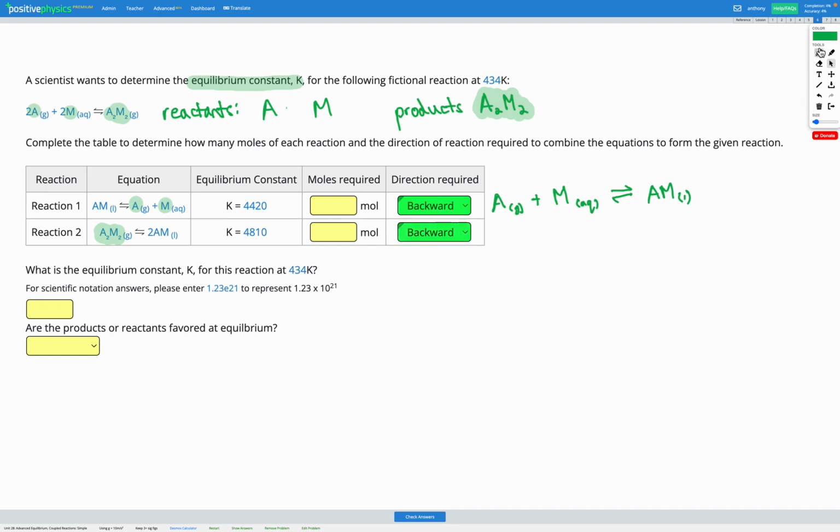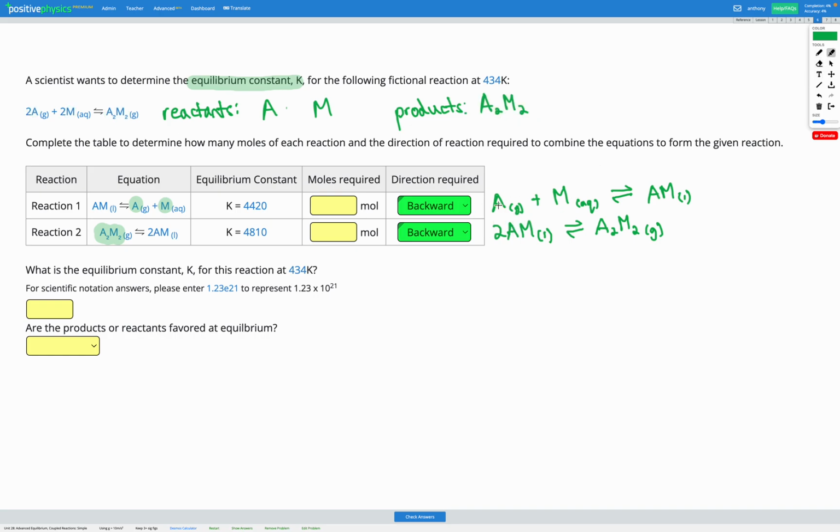And now we'll write down what that equation will look like when it's backwards. We'll start with 2AM, which is a liquid, and we'll end up with A2M2, which is a gas. Awesome, so we've got our directions chosen. Next, we have to figure out how many moles of each of those steps we need so that those steps will add up to give this overall reaction.